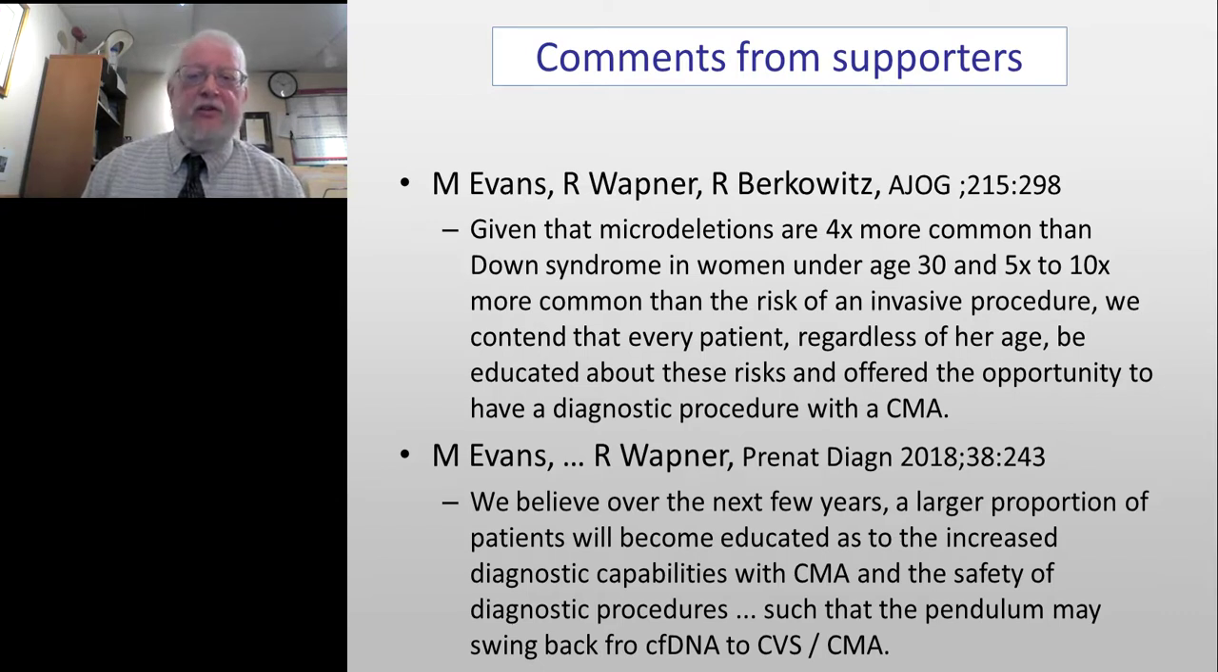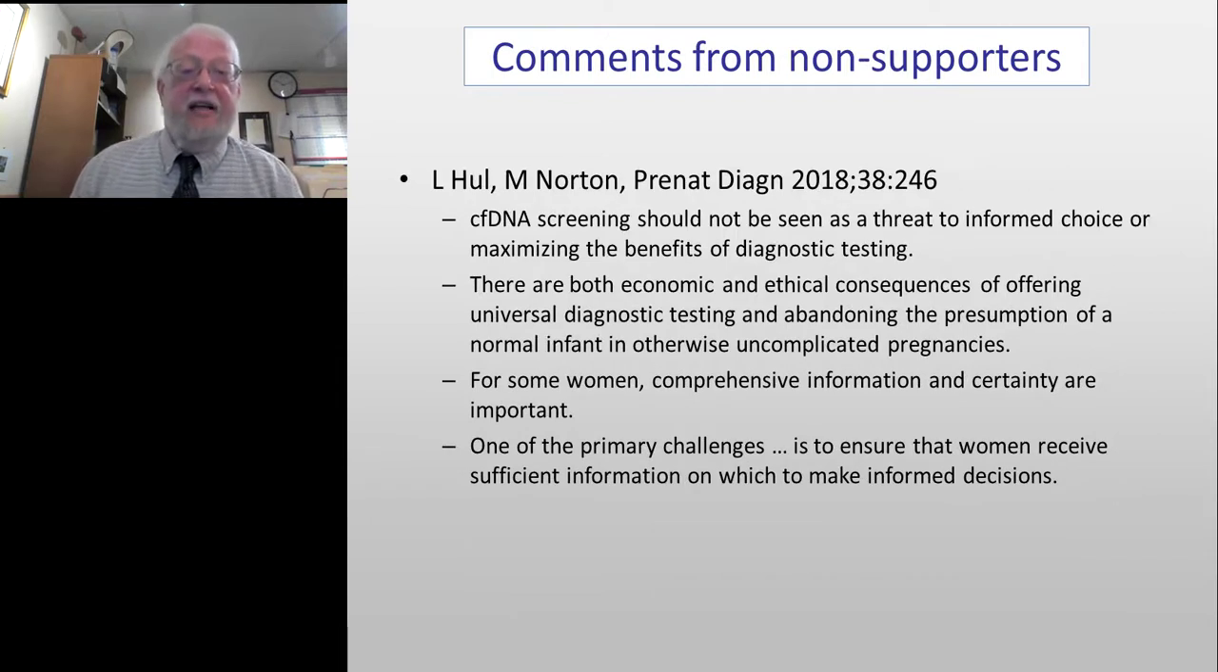Of course, the issue is, even if women understand it, are they going to choose to have this invasive procedure? That's been the issue all along. Even if the risk is 1 in 500, what will their decision-making end up with? And there are people who argue on the other side that cell-free DNA shouldn't be seen as a threat. And there are economic and ethical consequences.